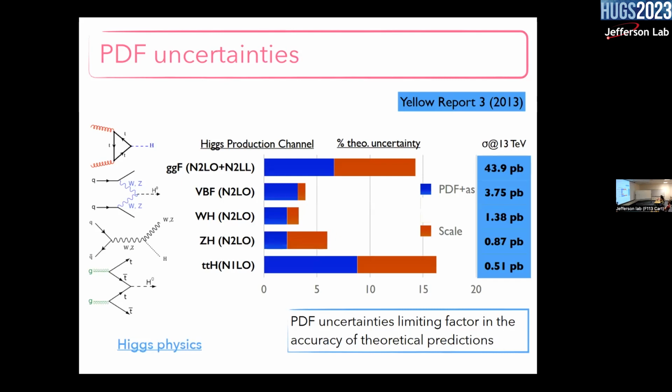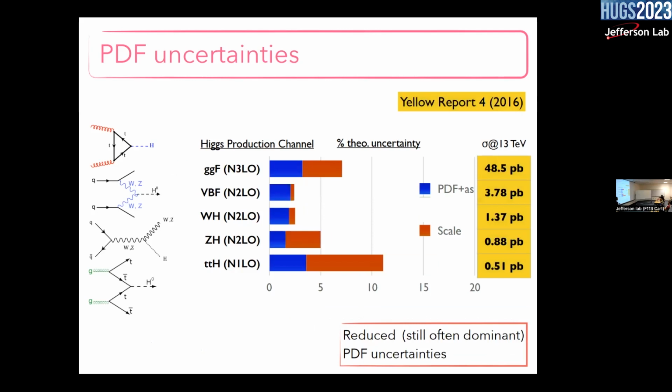So PDF uncertainty. So this is the 2016 update. This is gluon fusion into Higgs, which is the largest cross-section for the Higgs. And this is the component of the uncertainty that we saw before, the red one. So at next-to-next-to-next leading order, we have 4% uncertainty due to missing higher orders. So what we still don't know, the next-to-4th leading order things that we haven't calculated.